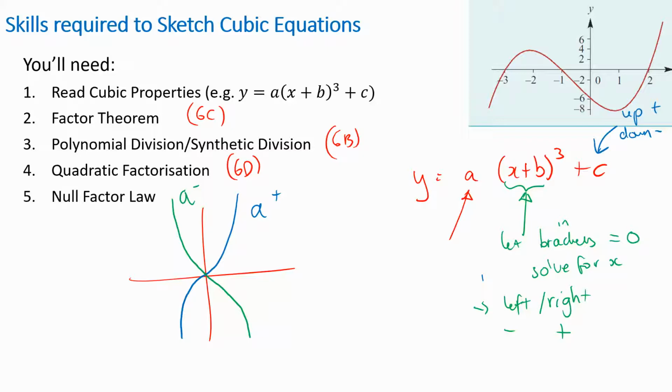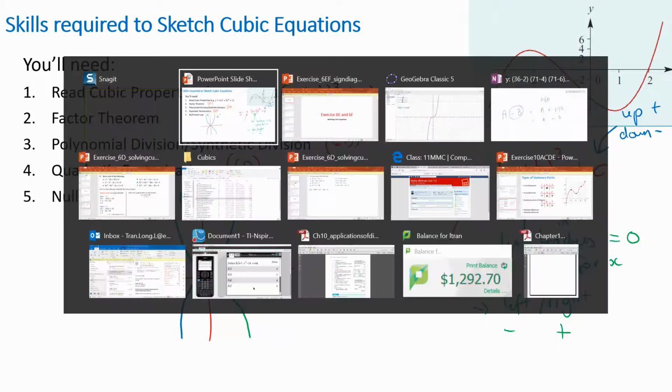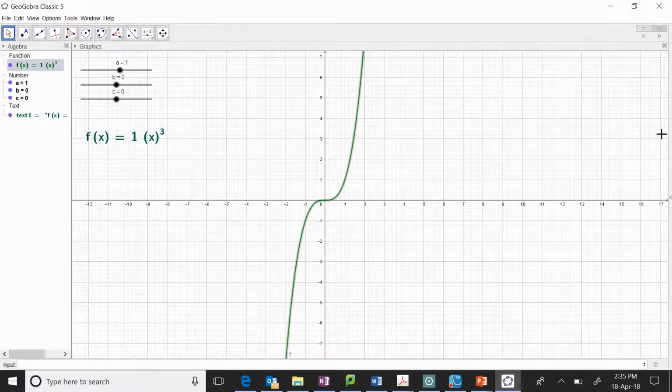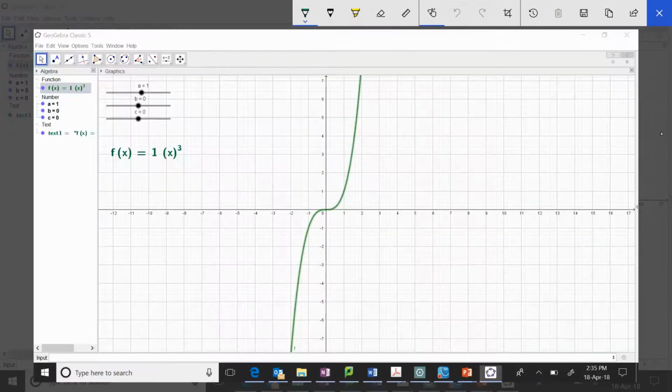Let's use the skills we've got so far. Let's have a look. Now, this is GeoGebra. This is your normal x cubed, so that's what I showed you. It's positive, yeah? So if you have a look at it, this equation here is your a, that's x plus 0 cubed.